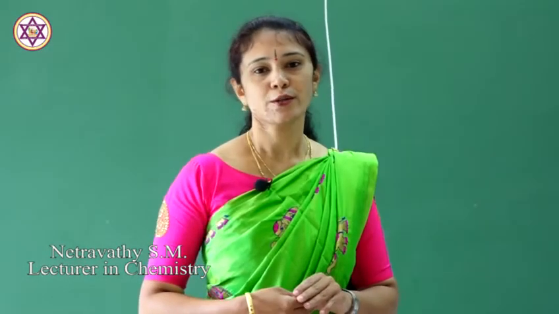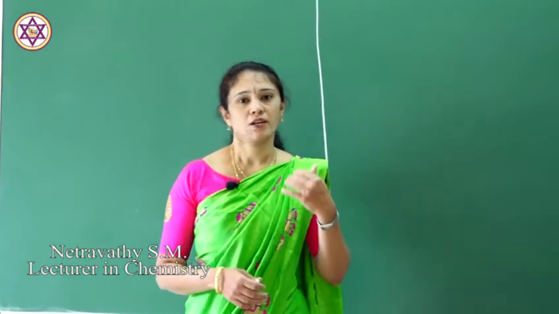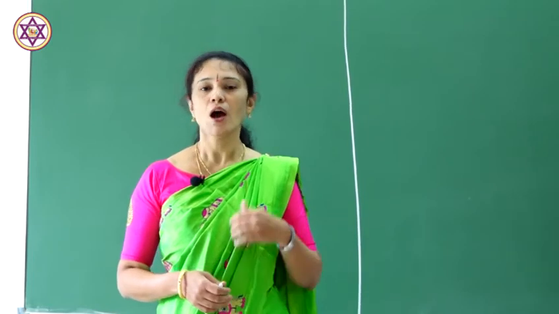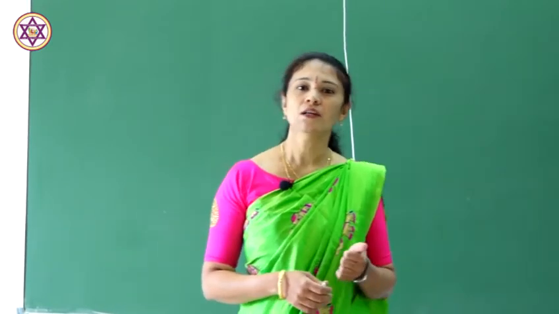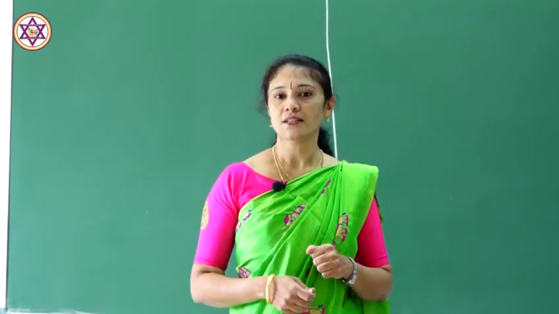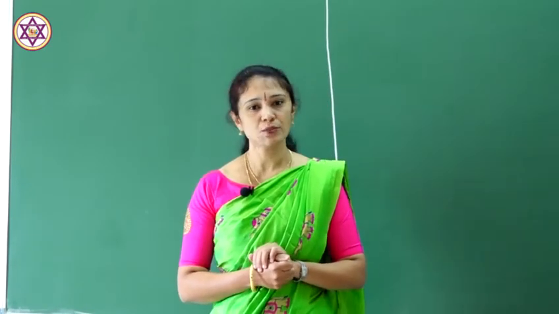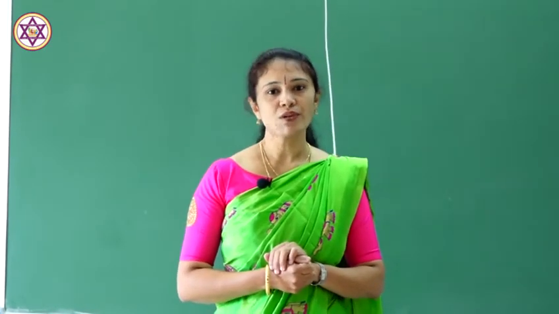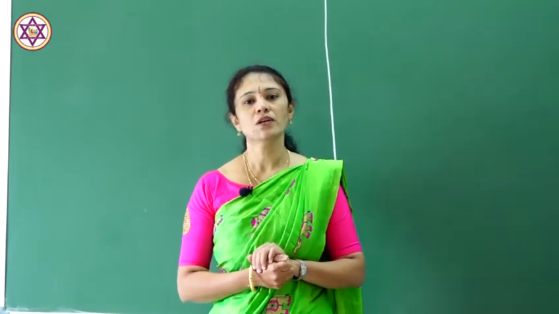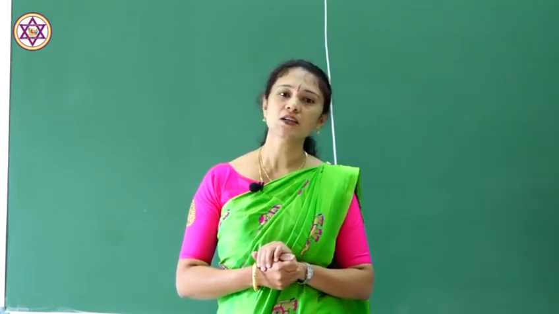Hi students, good morning. In the previous session, I discussed the nodes, that is, what radial nodes and angular nodes are and how to calculate them. I also discussed the quantum numbers, the 4 types: principal quantum number, azimuthal quantum number, magnetic quantum number, and spin quantum number.